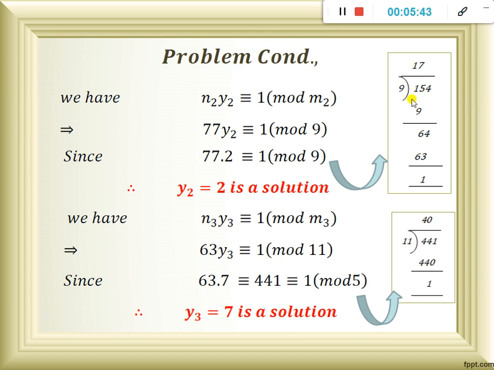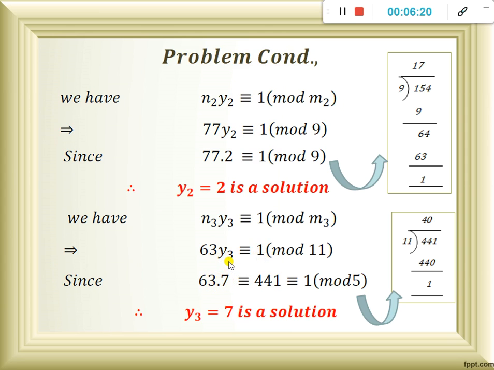Divide that 154 by 9, you will get remainder 1. Therefore, y2 equal to 2 is the solution. And N3 y3: the N3 value is 63, and the m3 value is 11. But by the trial and error method, substituting 1, 2, 3 and so on up to 6, we won't get remainder 1. Therefore, 7 is the suitable number for this case.